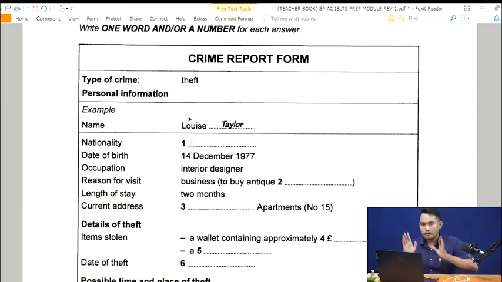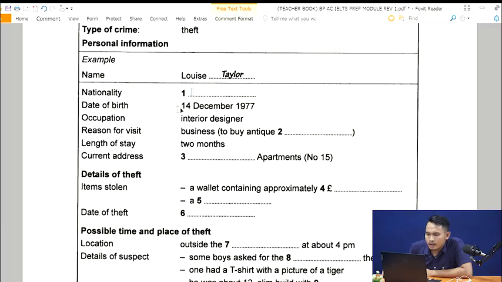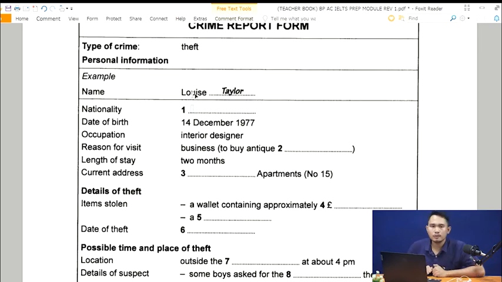Now, after you read the instruction and understand the topic, the third thing that you can do is simply to try to predict what the answers will be, okay? Now, as you can see here on the screen, let's see number 1 first. In number 1 here, where is the clue?